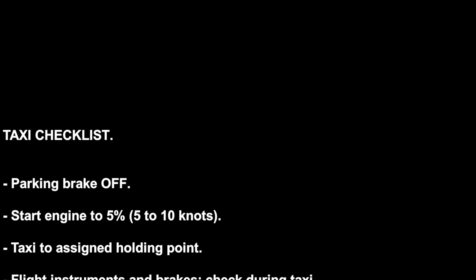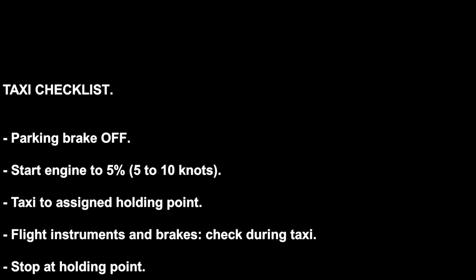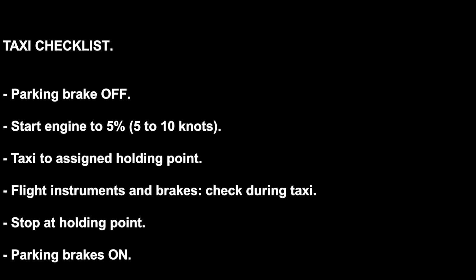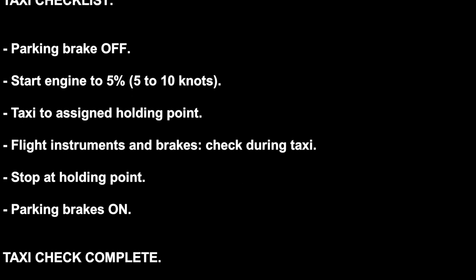Taxi checklist. Parking brake off. Start engine to 5%, 5 to 10 knots. Taxi to assigned holding point. Flight instruments and brakes, check during taxi. Stop at holding point. Parking brakes on. Taxi check complete.